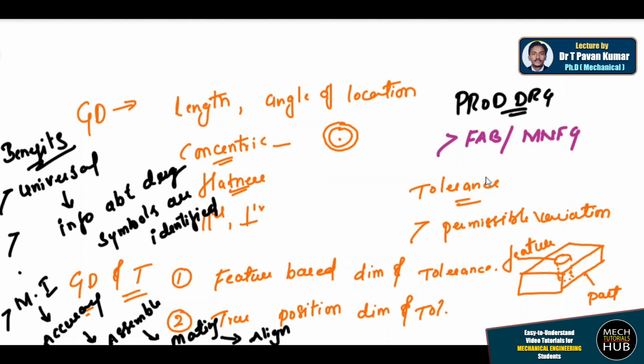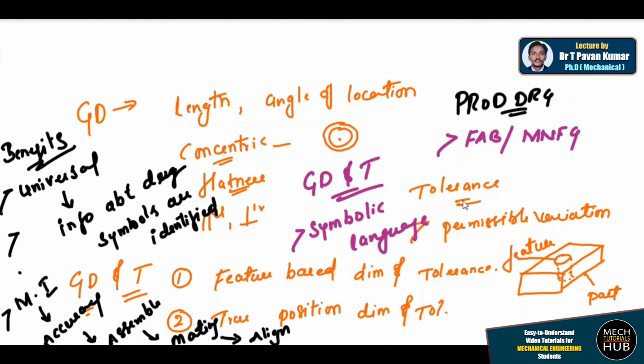Now GD&T is nothing but a symbolic language. As we all know about ISO standards, based on these ISO standards or ISO 9000, all these symbols or things will change accordingly, and everybody will follow, or the industries will follow accordingly.